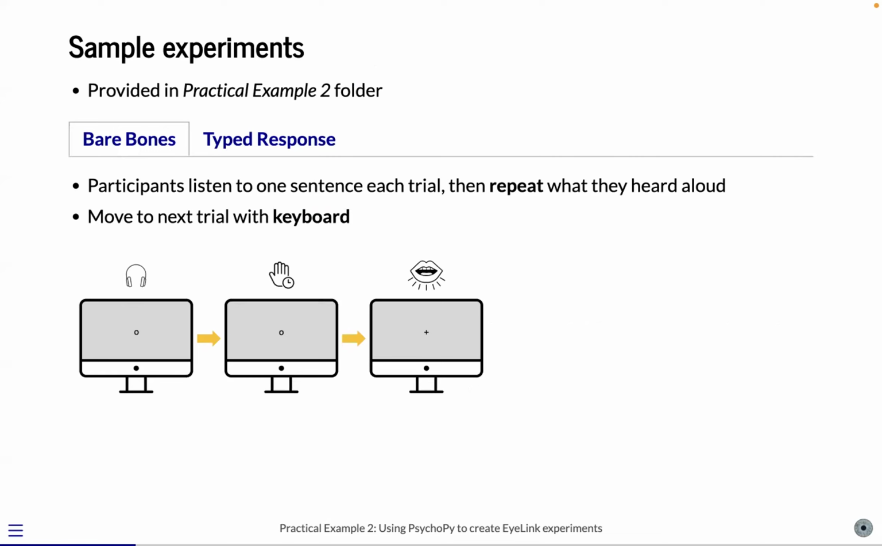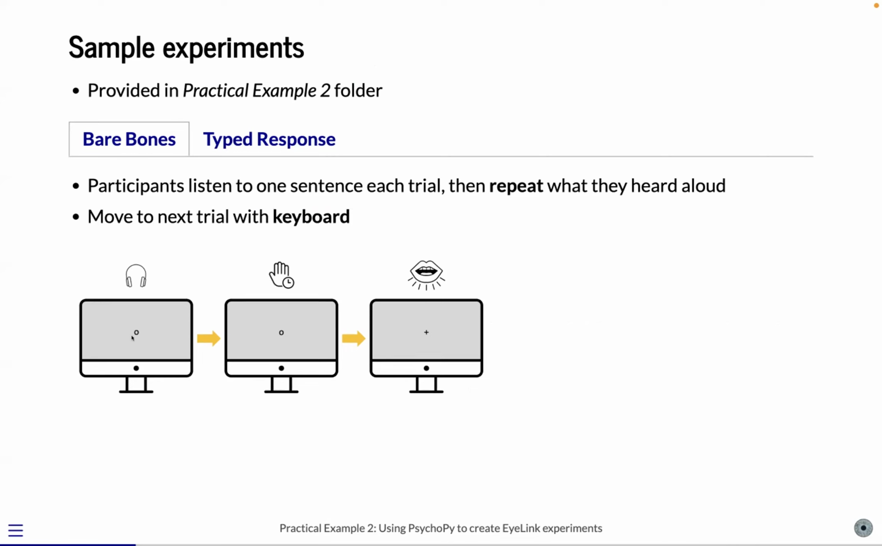All right, so there are two sample experiments in this practical example 2 folder. One of them I have called bare bones. It is like the simplest example experiment I could think of. What participants do in this experiment is they listen to one sentence each trial, and then they are prompted to repeat what they heard aloud.